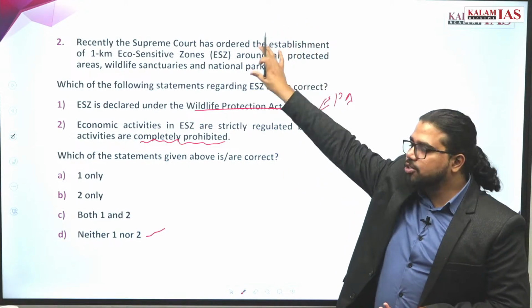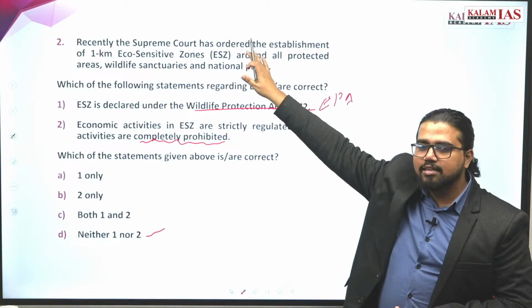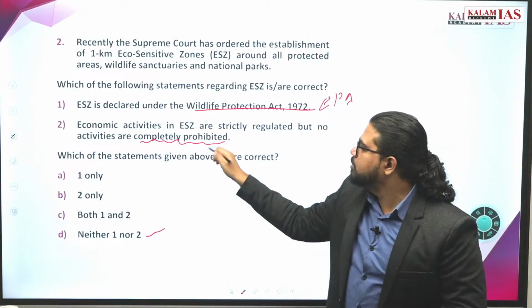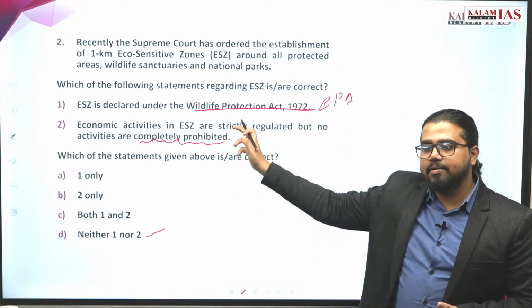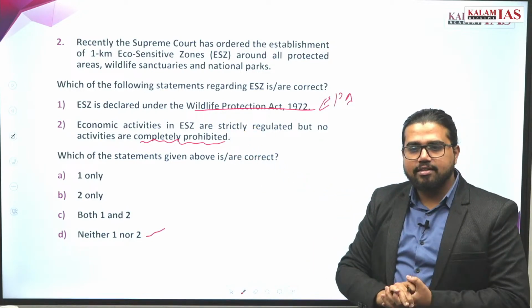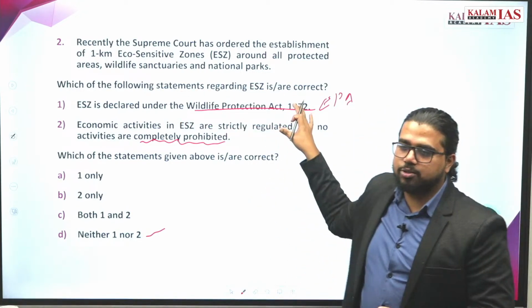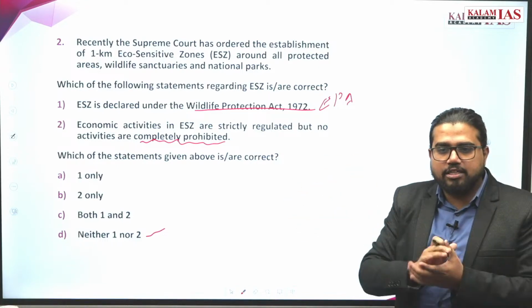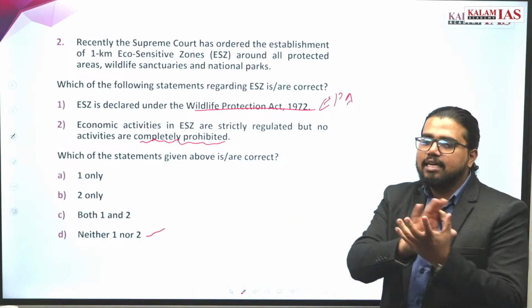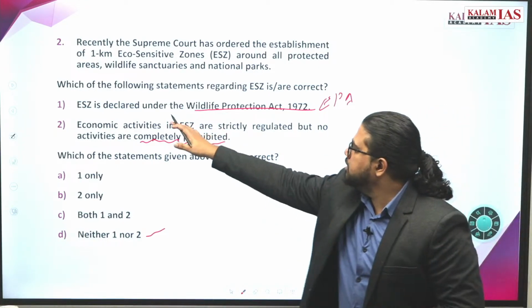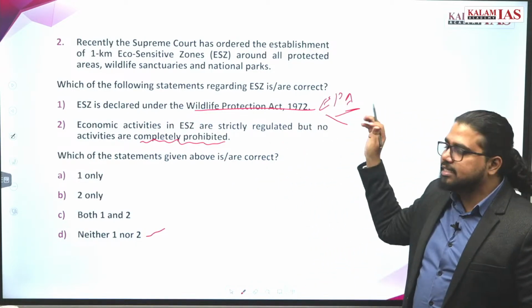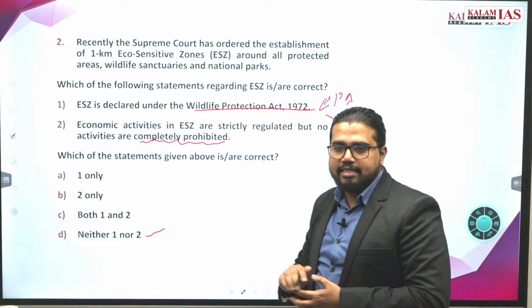So if you at least know some protest happened against this, you should be able to relate it to this statement cannot be right. Second statement. Now the first statement is again a very factual statement. When you hear a very factual statement, there is a high chance it can be wrong. So eco-sensitive zone is correctly told, it is under the Environmental Protection Act 1986.